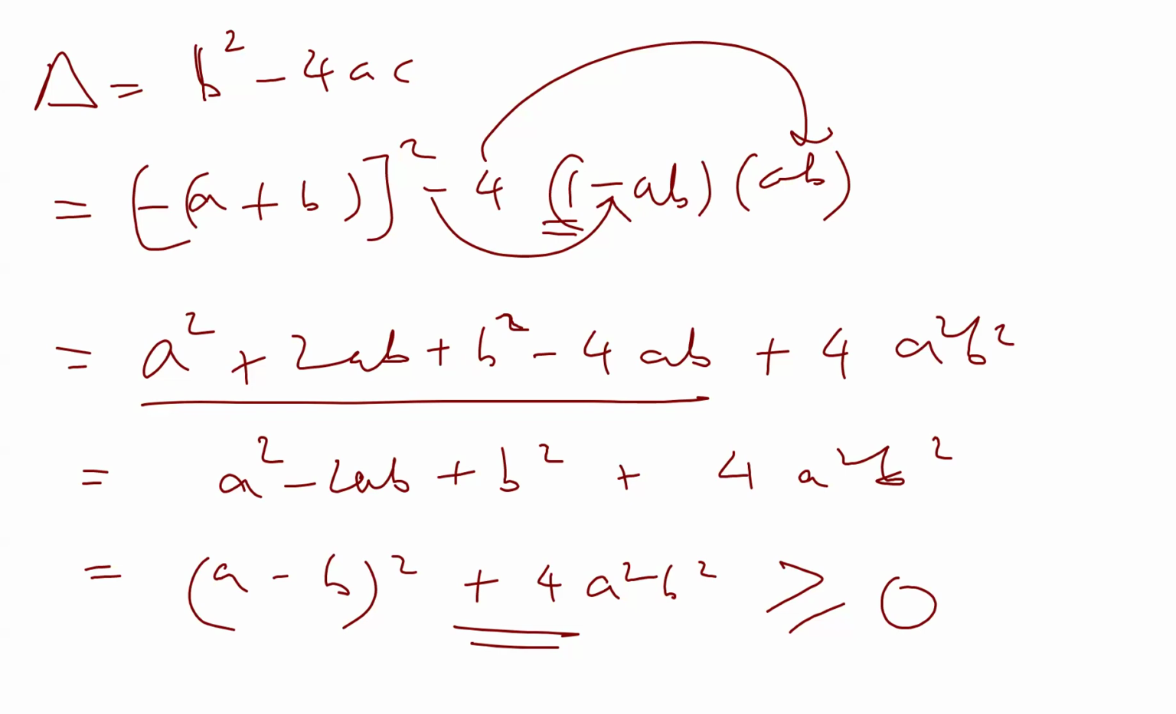Okay, but if a and b together are 0 at a single point of time, delta will be equal to 0. So the roots will be real and equal. That is case 2. Okay, those conclusions you can write. Yeah. Question number 5.